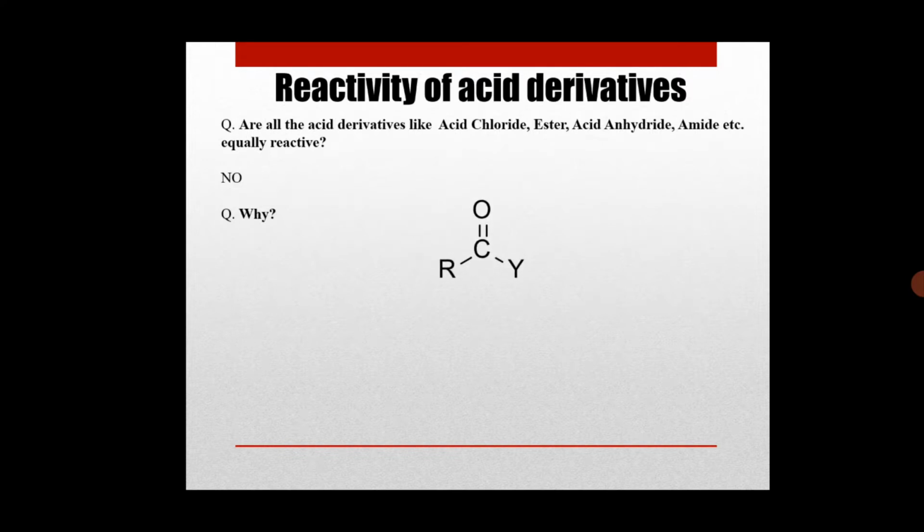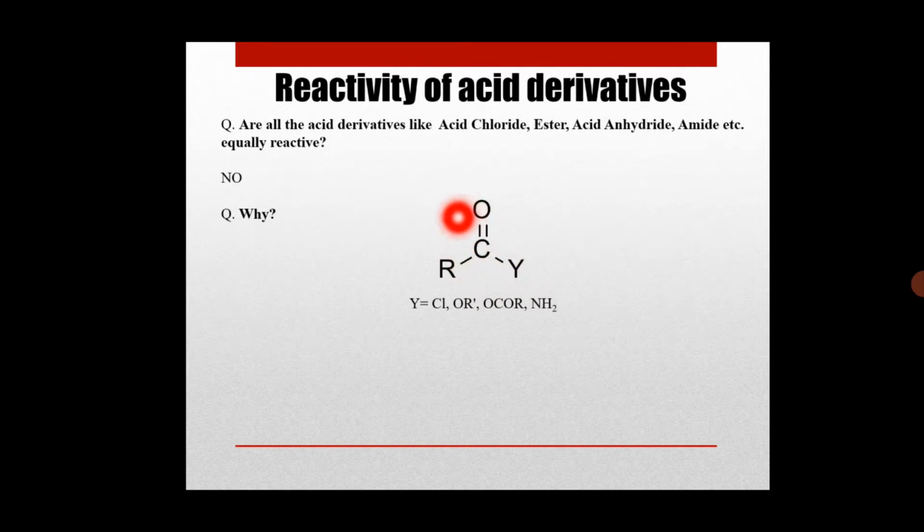Acid derivatives can be represented by the general structure RCOY, where Y is equal to Cl in the case of acid chloride, in the ester it is OR', anhydride OCOR, and amide Y is equal to NH2. Now if you look into the structure, focus on the carbonyl group here.